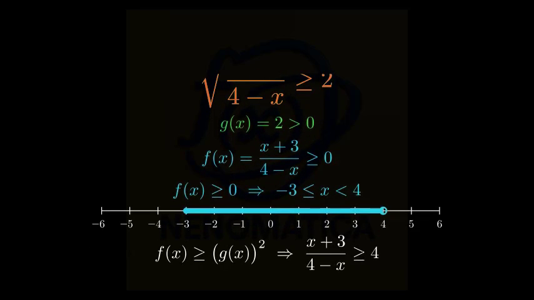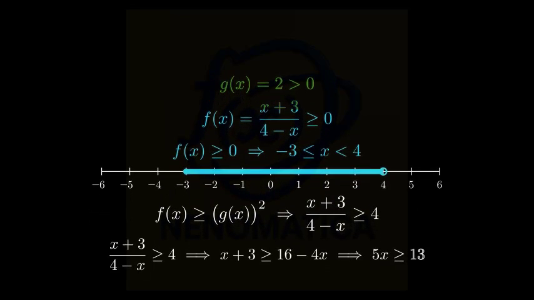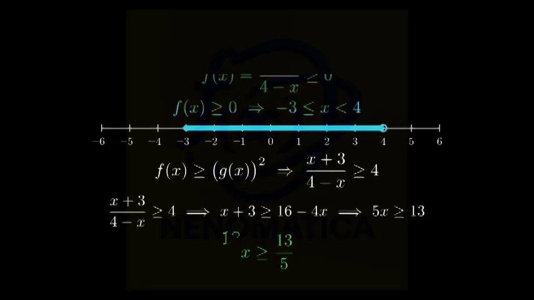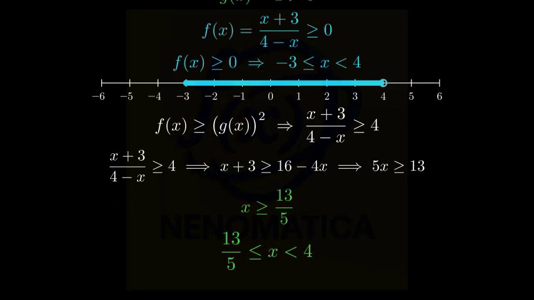Now solve the rational inequality. Multiply through and simplify to get 5x ≥ 13. So x is at least 13/5. We still must remain in the earlier domain x < 4. So together this gives 13/5 ≤ x and x < 4.